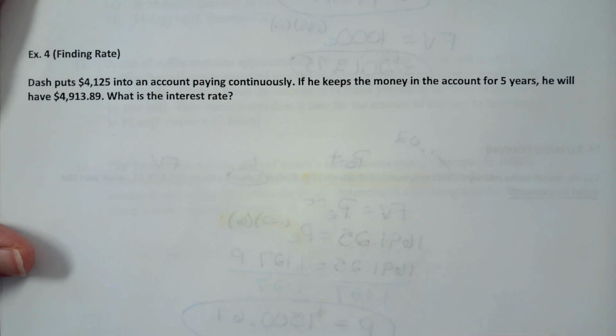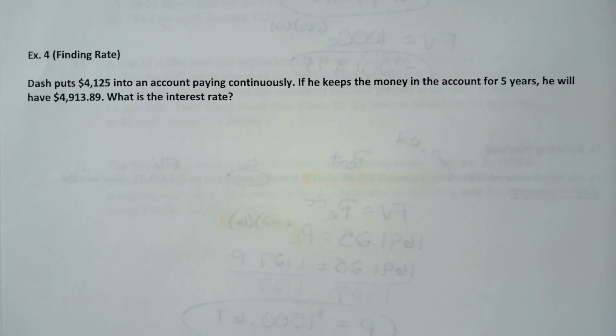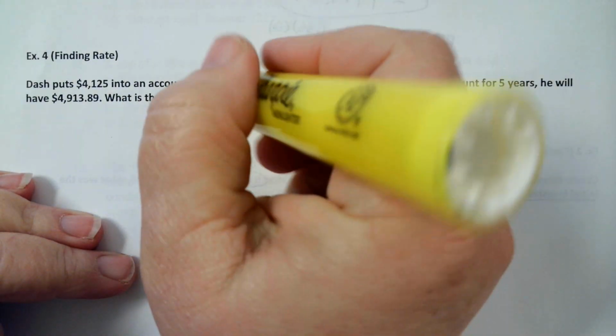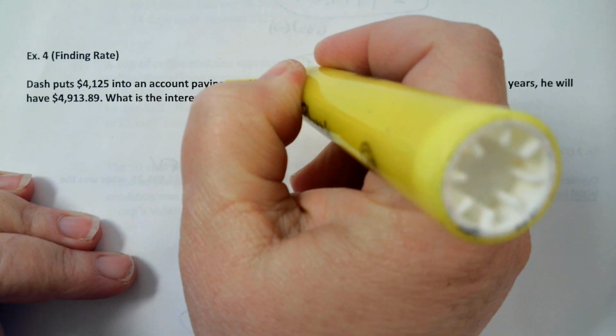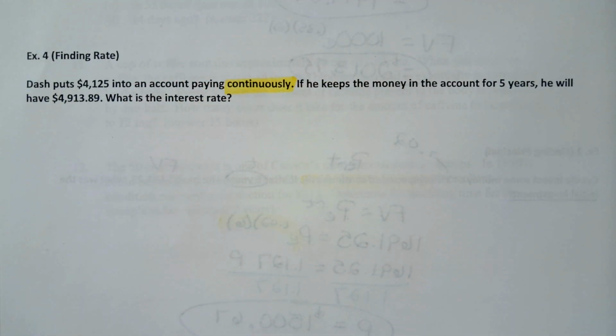Let's go ahead and look at example 4. In example 4, they're asking us to find the rate. Dash puts $4,125 into an account, paying continuously. So that's the key word again, continuously. That lets us know it's going to be a continuously compounded problem, the PERT formula. If he keeps the money in the account for 5 years, he will have $4,913.89. What is the interest rate?